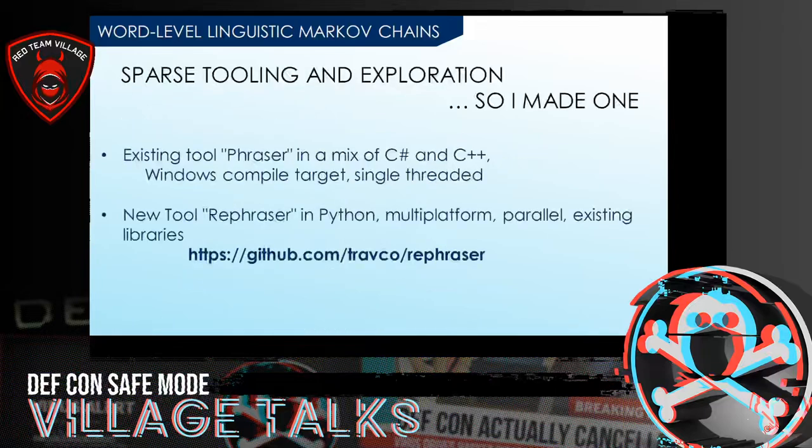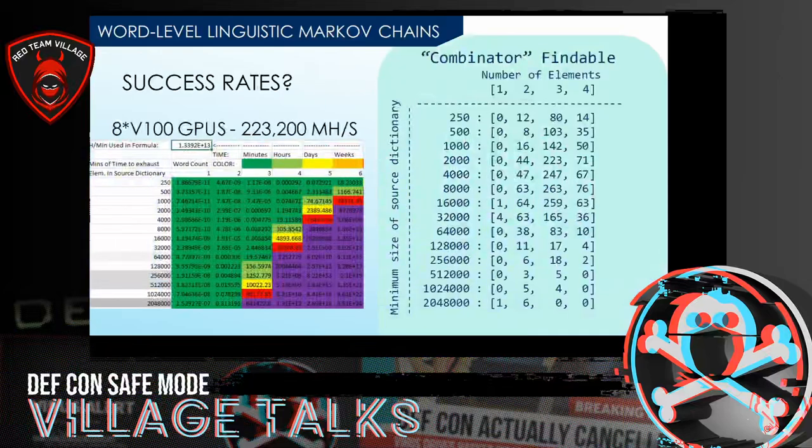Now, there is one pre-existing proof of concept I could find that does more or less this and actually would generate output fast enough to be useful in password cracking. Sadly, it was single-threaded, written in a mix of C# and C++, and designed with a Windows compile target in mind. That simply wouldn't do for my purposes, so I created something similar in Python that is parallel, uses existing libraries, and is naturally more multi-platform. So how well does it do?